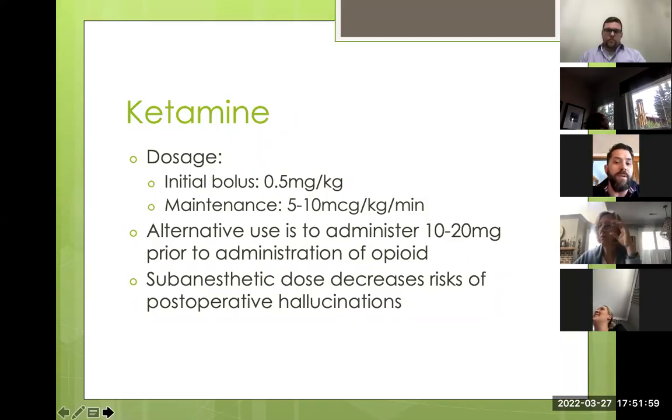You can give more ketamine if needed. So as the case starts, if they have a response to surgical stimulation or something, I might give 5 mics of dexmedetomidine and 5 milligrams of ketamine and see how the patient does with that.